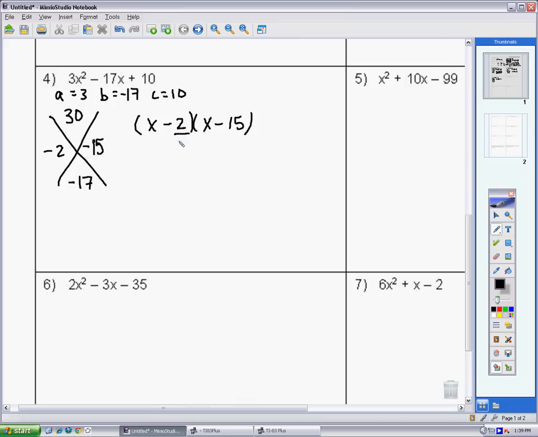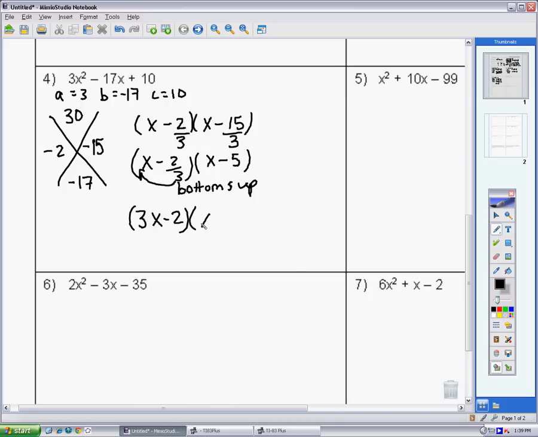And then I'm going to divide by a. I'm going to divide by my leading coefficient. And I'm going to reduce. X minus 2/3 does not reduce. And x minus 15 over 3 gives me x minus 5. So I'm going to take the bottoms up. Bottoms up. And that's going to give me 3x minus 2 times x minus 5. And these are the factors of 3x squared minus 17x plus 10.